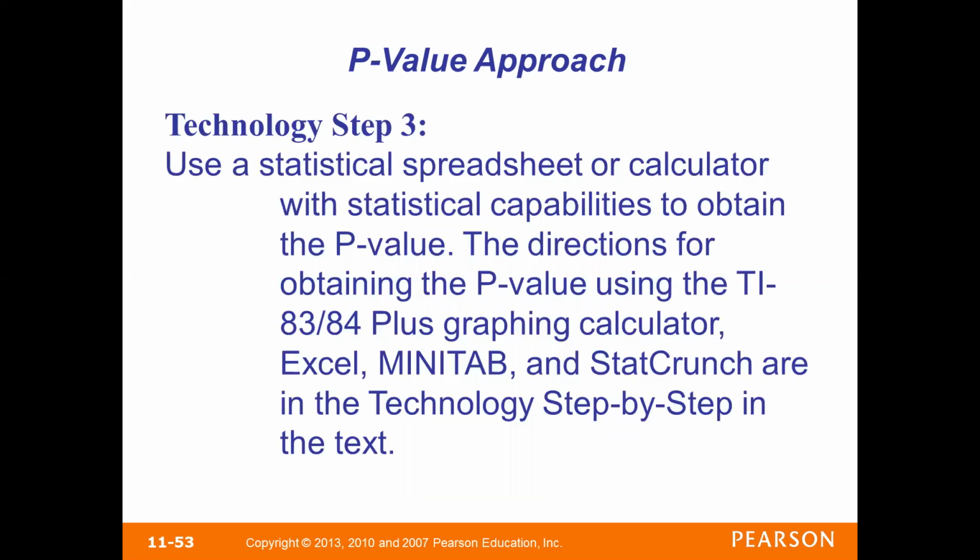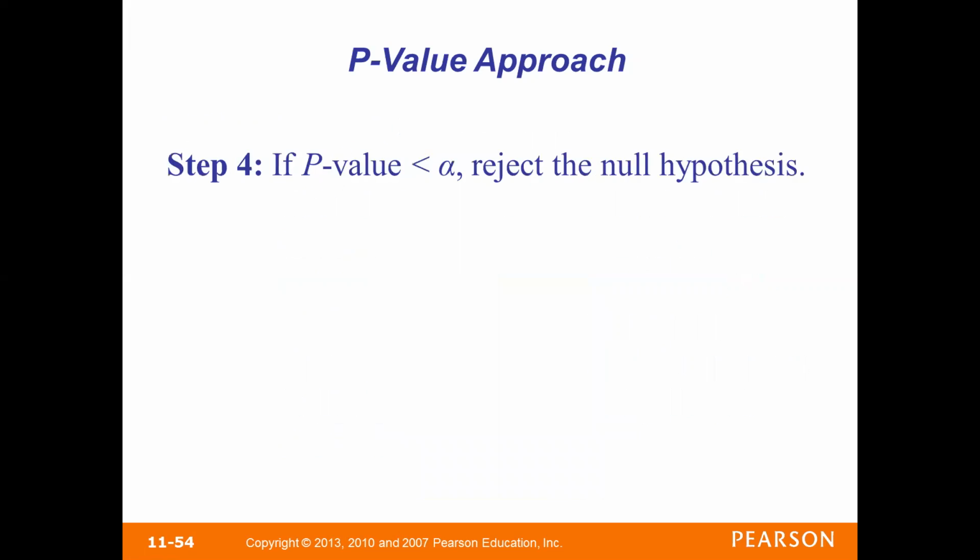We can also use our StatCrunch or Minitab or graphing calculator to calculate the p-value for us. But the result is still the same. If the p-value is less than alpha, we're going to reject the null hypothesis. So again, notice we went through exactly the same steps as we did in the previous two methods. The only difference is the test statistic that we've utilized to make that decision.